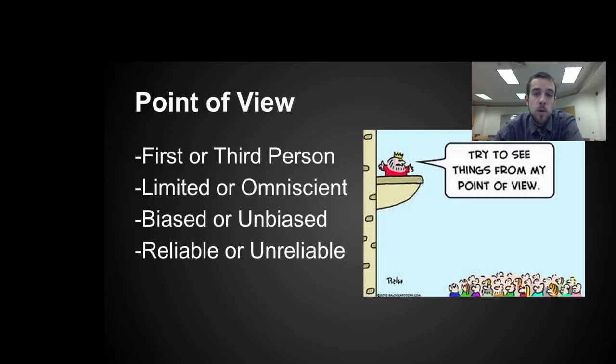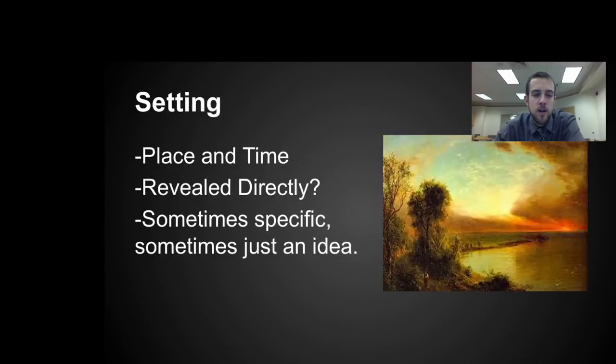Also, for point of view, you want to ask yourself, is there bias? Is it reliable or unreliable? For example, if you have a narrator who, as part of the story, is crazy, well, how can you really trust anything that they're saying if they're crazy? Maybe some things are lies and that's going to come up later. So you have to ask yourself, do I believe this narrator or not?